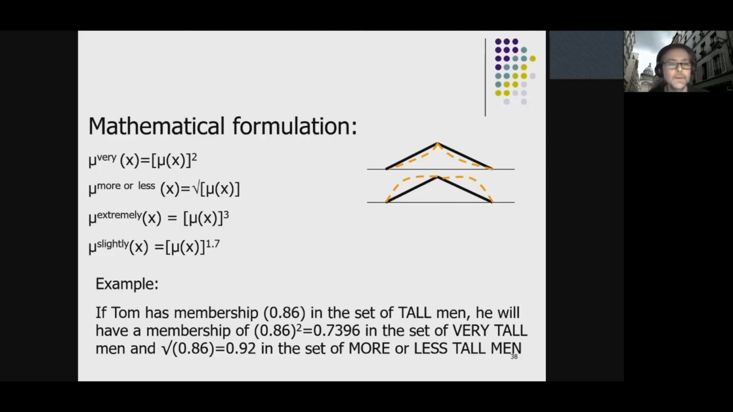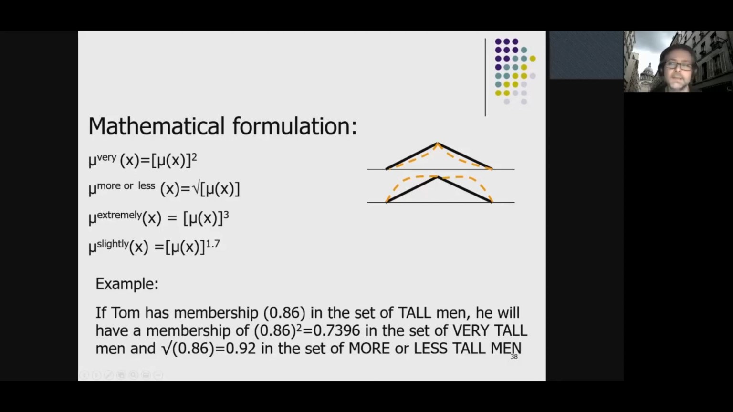So for example, you can see here what very means. Very is the square of the membership degree. So if you have a fuzzy set, you have membership degrees of the elements in the particular fuzzy set. If you apply the operator very, it means that the membership degree will change. You now use the degree to the power of 2. Okay, if you want to represent things which are more or less true, then you have to use the square root. Okay, so more or less is the square root of the membership degree.